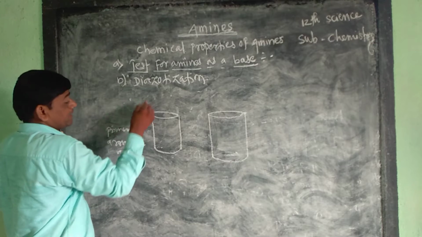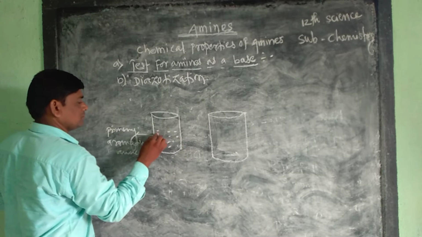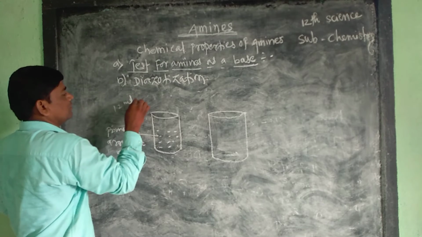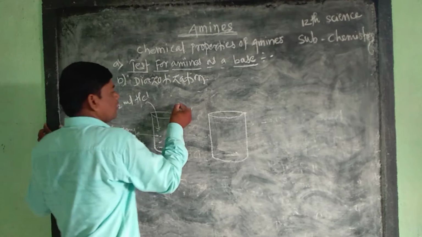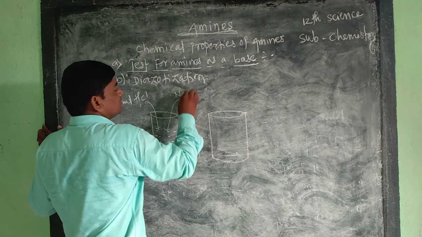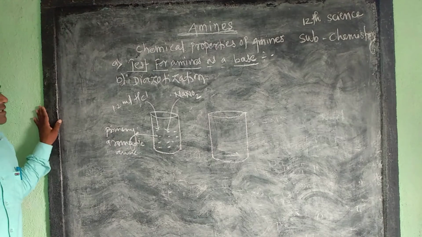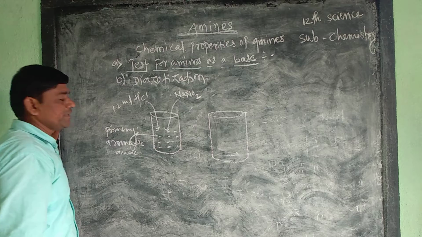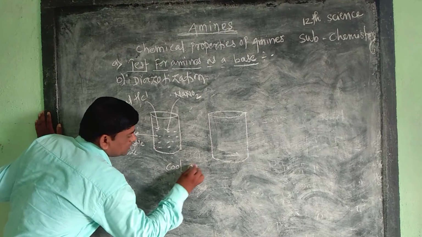Then we have to add in 1 to 2 ml of HCl, and then we have to again add in sodium nitrite in cold condition. By this, the solution can be cooled at 0 degrees Celsius.